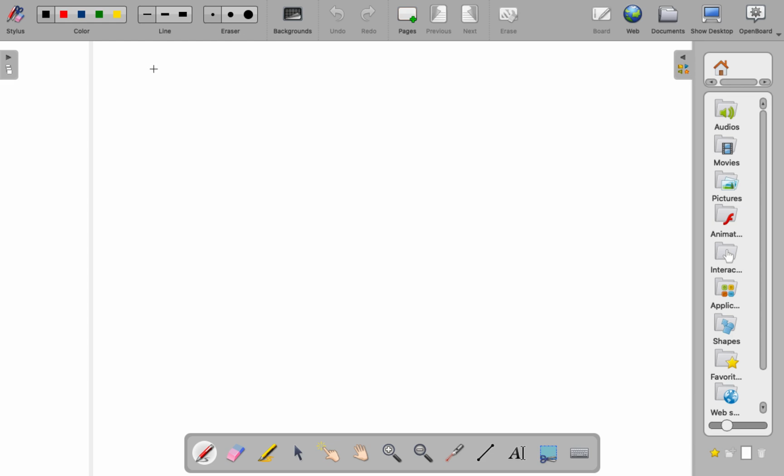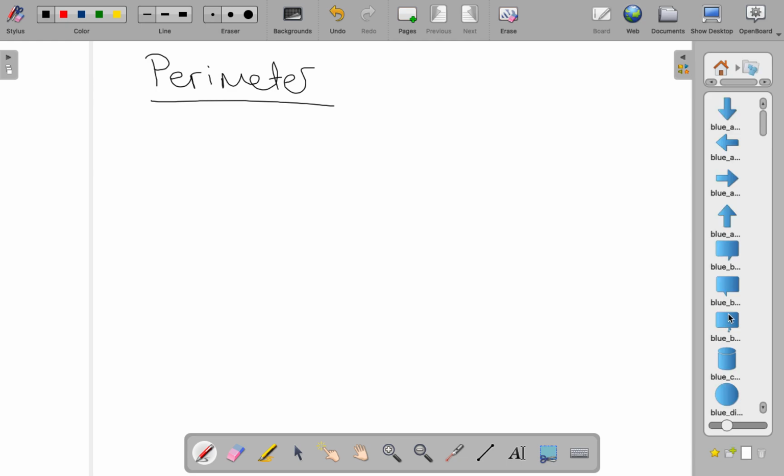Okay, so we're going to talk about perimeters today. So, perimeter. All perimeter means is the distance that you would walk if you had a shape and you walked all the way around the outside back to where you started.